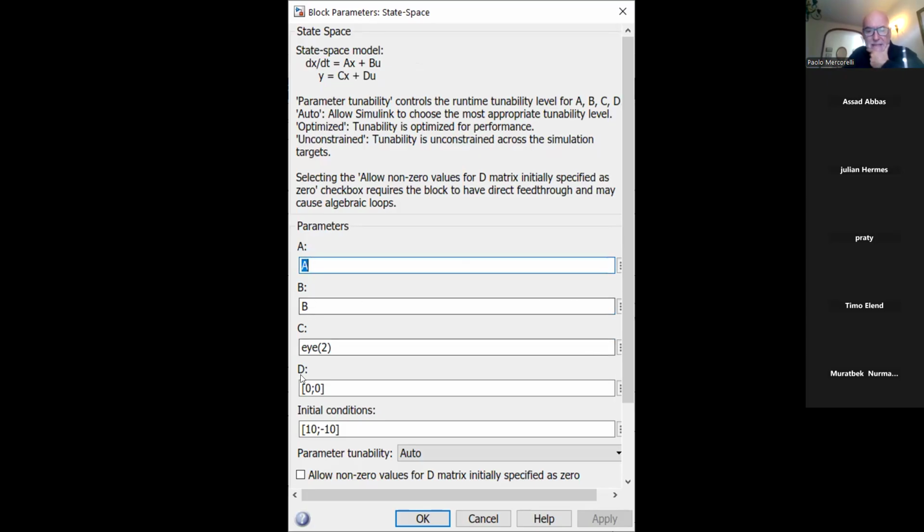We can see here A, B, C, D. D, I told you, I don't remember, at the row of C and the column of B. And then I show you now B. Why is C an identity matrix? This is a way to select an identity matrix because I would like to show both results, x1 and x2, in terms of observation. We can see two initial conditions for x1 and x2. It doesn't matter which one.